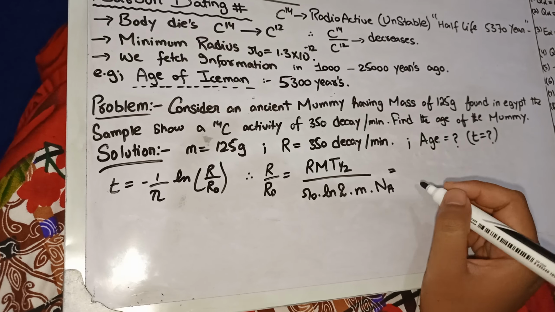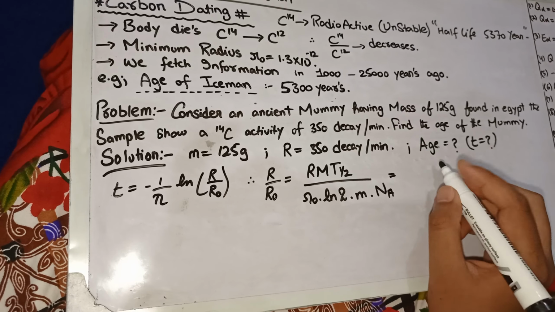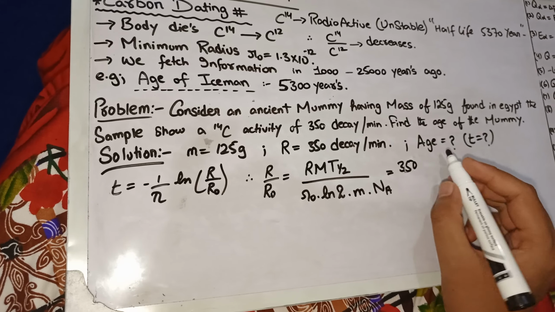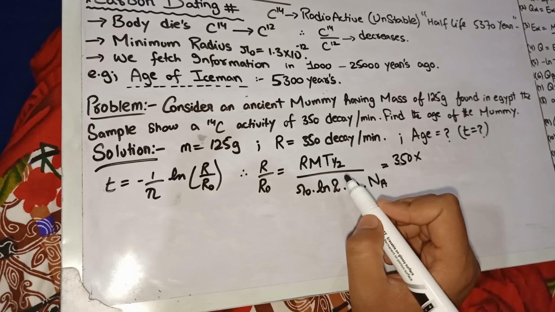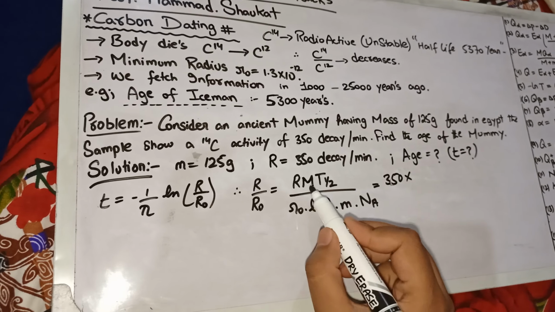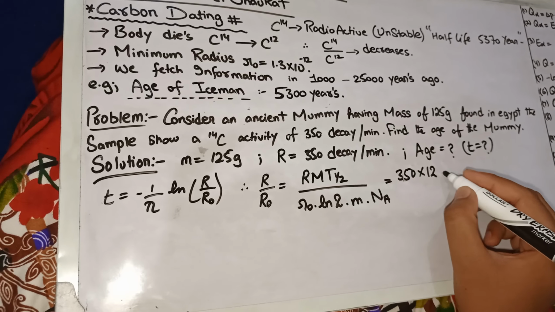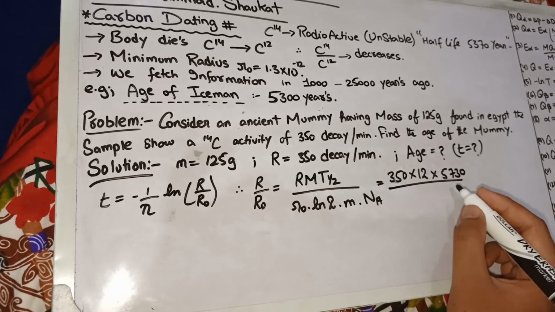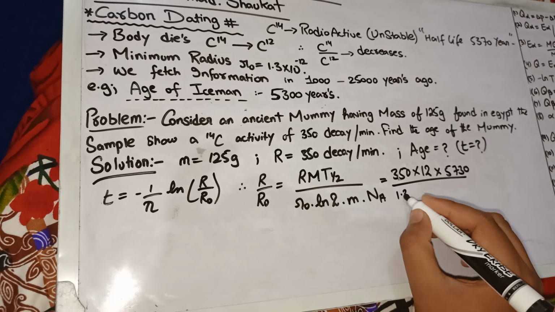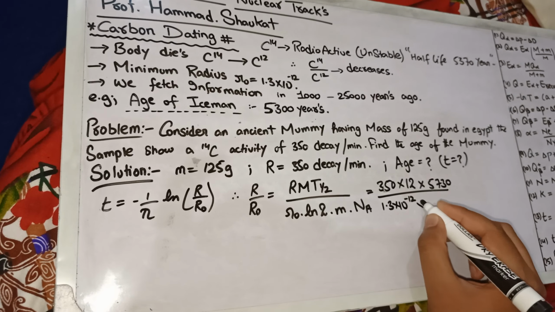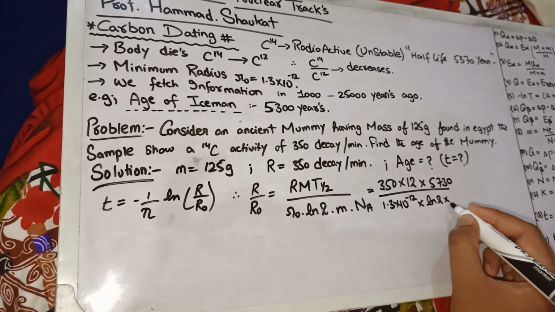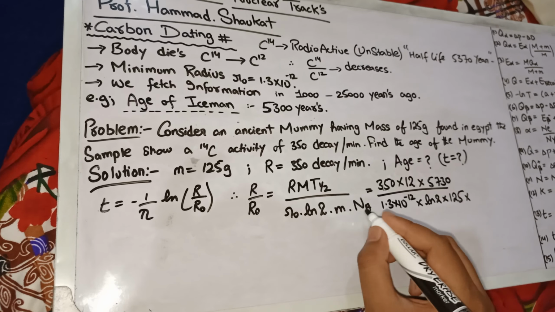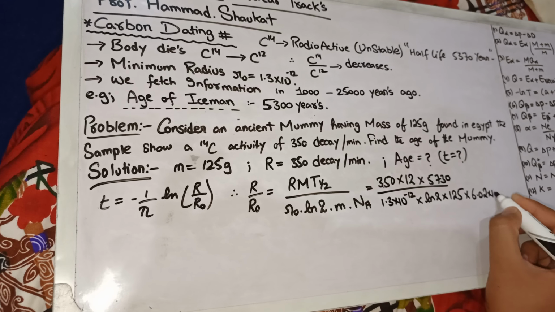We know that R is given, which is 350 here, multiplied by the molar mass of carbon, which is 12, multiplied by the half-life of carbon, 5730, divided by R naught, which is 1.3 into 10 raised to power minus 12, multiplied by ln of 2, multiplied by the mass in grams, which is 125, multiplied by Avogadro's number, 6.02 into 10 raised to power 23.